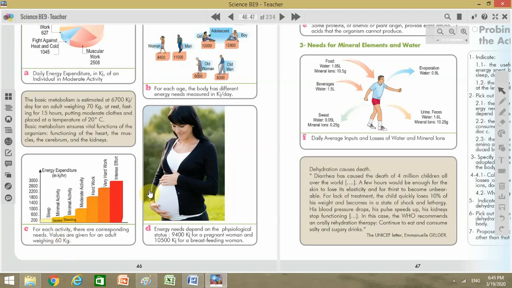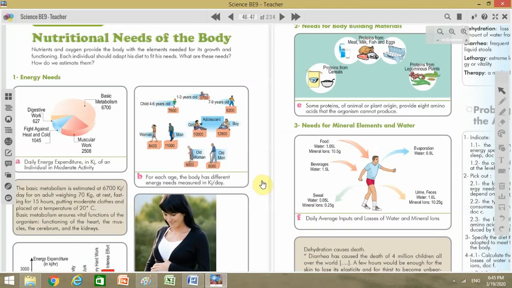And also, we talk about the physiological state of an individual. For example, this woman here who is pregnant consumes 9,400 kilojoules per day, which is greater than a normal woman who consumes 8,400 kilojoules, and also less than that needed by a breastfeeding woman, which is 10,500 kilojoules. And you have to remember that a breastfeeding woman is producing milk, which is rich in proteins, and thus she needs a higher amount of energy in order to supply her baby with milk.